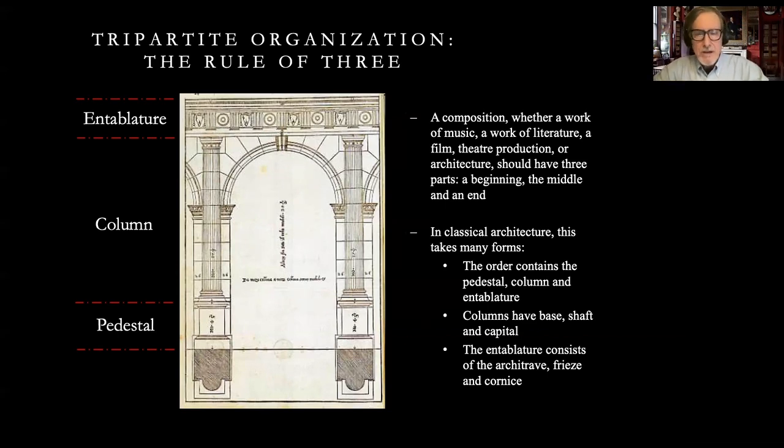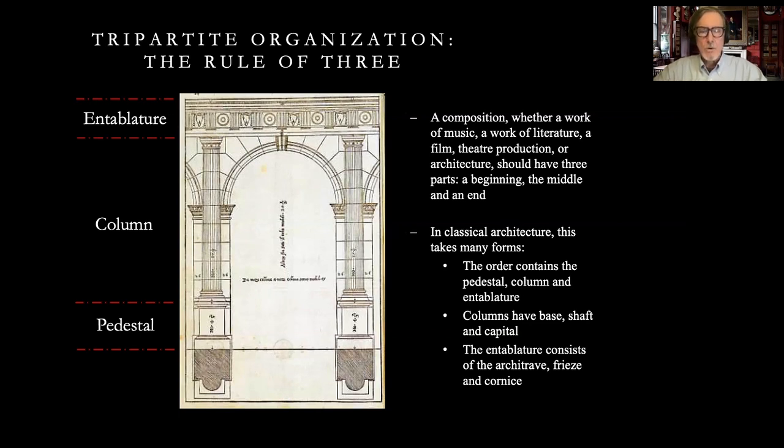So many of our creations and social constructs are structured by threeness. Works of music, theater, and literature have a beginning, a middle, and an end. Our human nature is fully intertwined in threeness. We are born, we live our lives, and we die. The composition of classical architecture often reflects this.